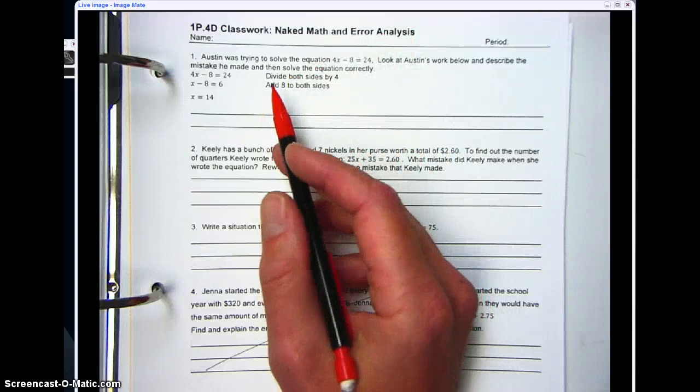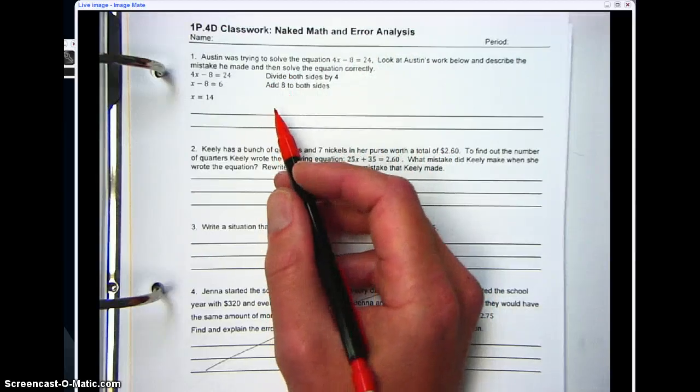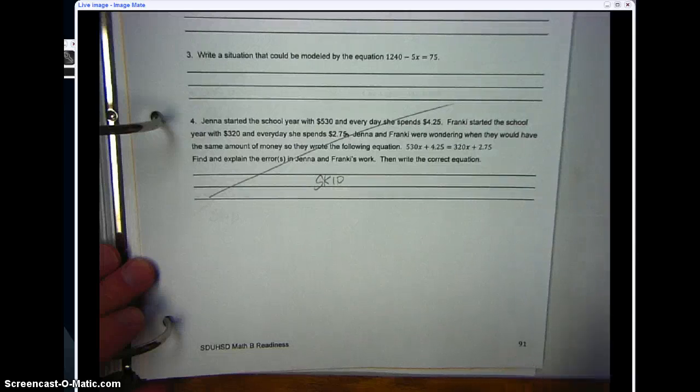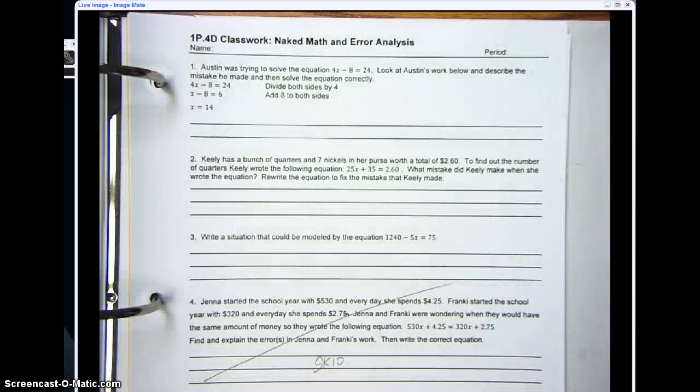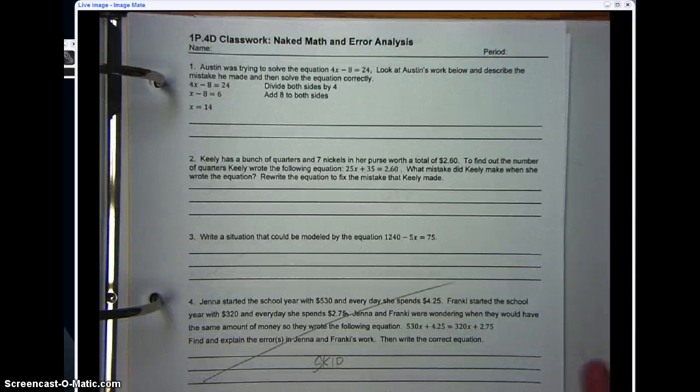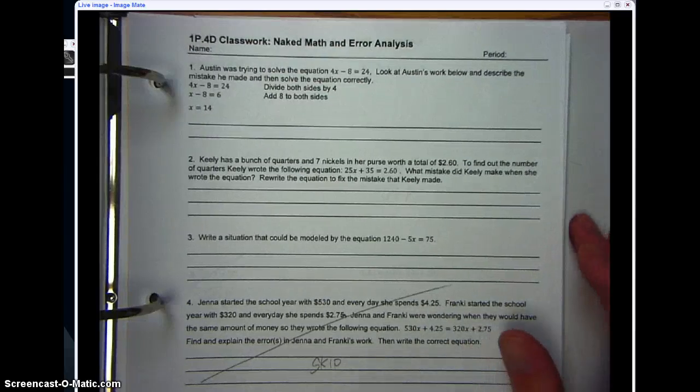You guys should be following along with me in your binders on page 91. Page 91. And everything I write, you write. And if you need to have the teacher pause the video and go back, go ahead and ask. So I'll go through this slowly and make sure that you are able to keep up here.